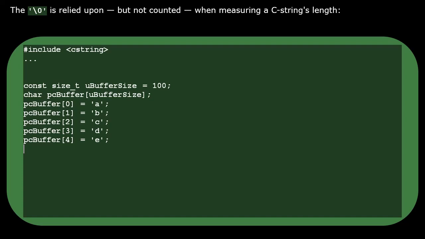A C string must always be terminated. That means its data must be followed by a special character called the null character. The null character has a value of 0, and it's written using the escape sequence of \ followed by 0. So notice that if we want to store the character data A, B, C, D, E, we actually need to have allocated space for at least 6 characters. The 5 data characters, A, B, C, D, E, plus room to store 1 null character after them.